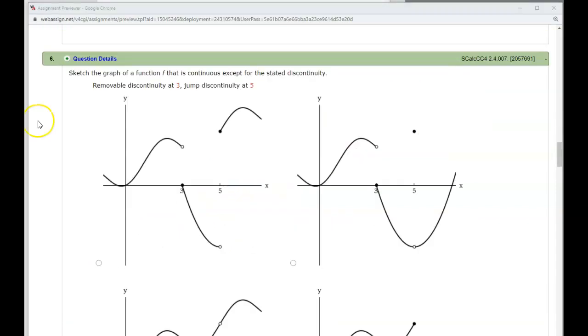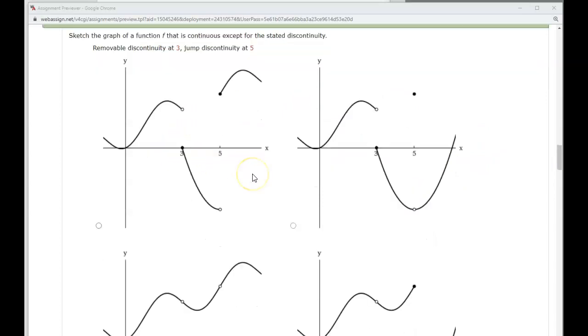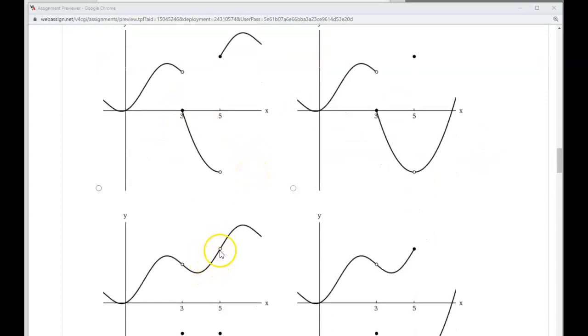Now a hole is called a removable discontinuity. So a hole is a place where you basically have a bead on a wire. The endpoints are not holes, those are endpoints. A hole would be a place on the graph where everything is nice except there's one little spot where there is no function value filling in along the graph.